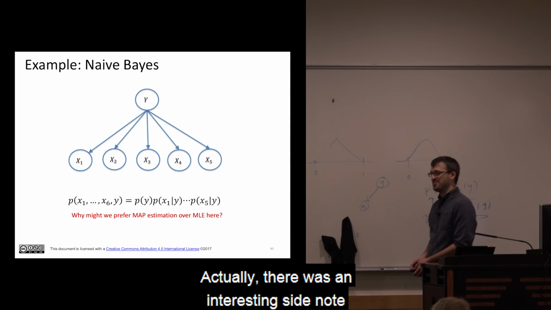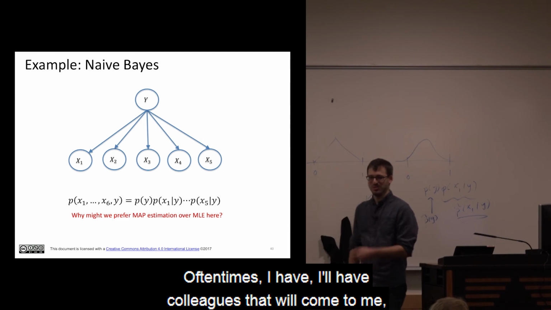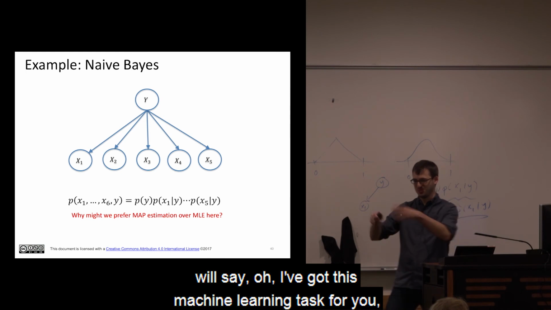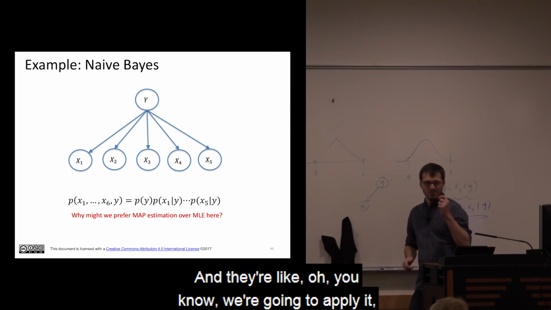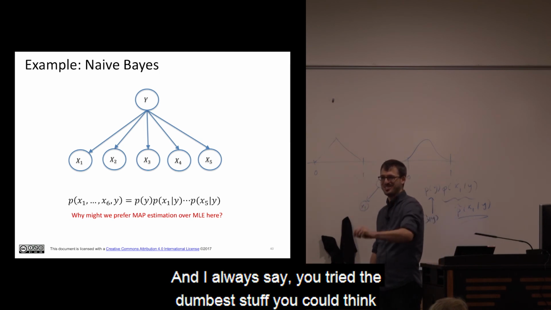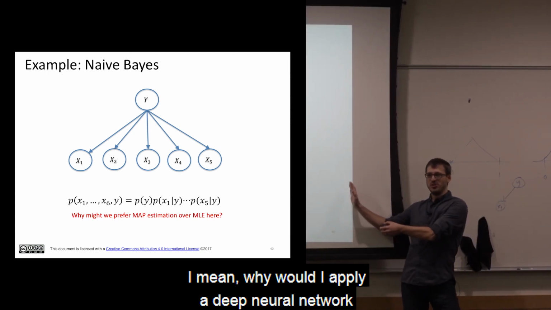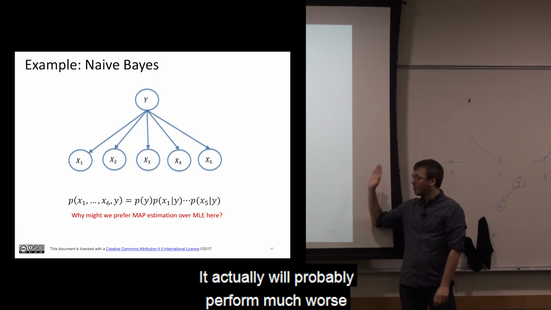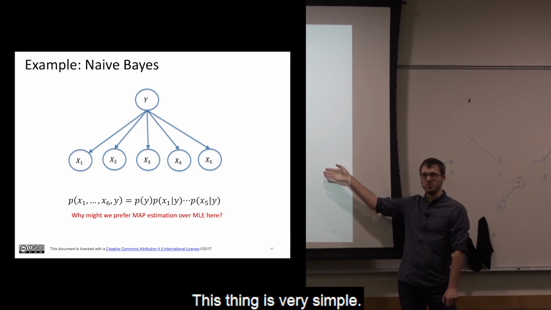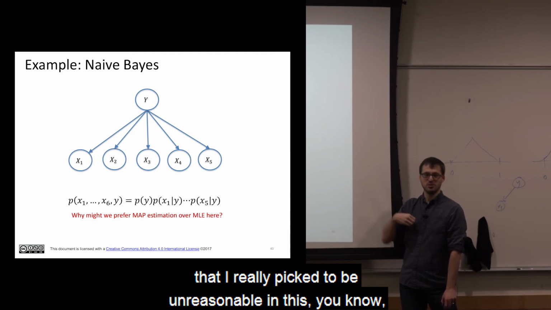As an interesting side note, oftentimes colleagues in more applied areas, like software engineering, will come to me and say, "Oh, I've got this machine learning task for you. We want to apply deep neural networks to solve this problem." And I always say, "Did you try the dumbest stuff you could think of first?" This is a great example of that. Why would I apply a deep neural network for this problem? It would probably perform much worse than this simple, dumb probability model. This thing is very simple. It's not making a lot of assumptions about the data that are particularly unreasonable in this spam email setting.